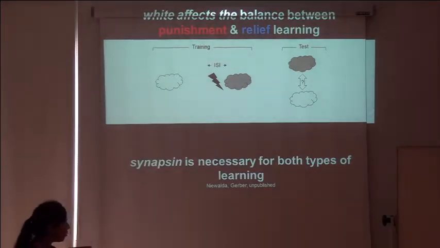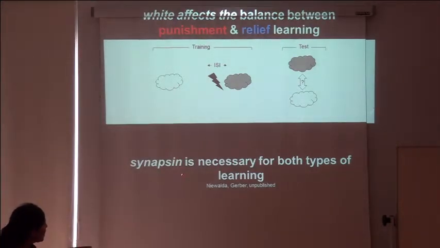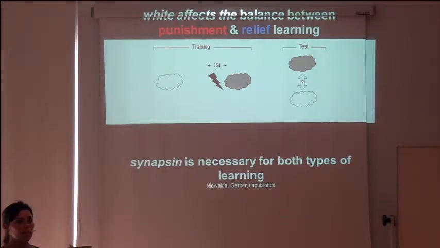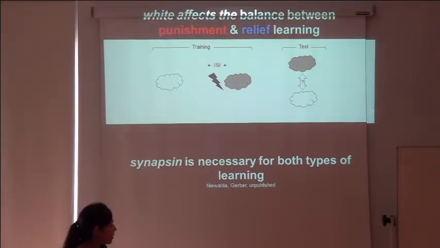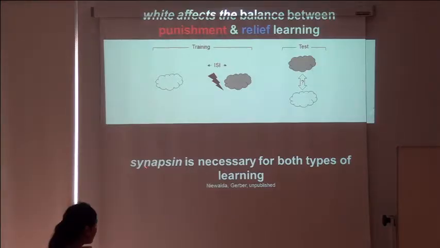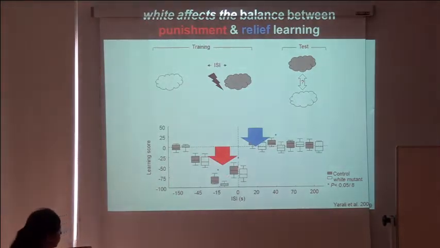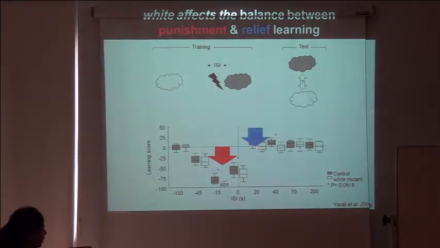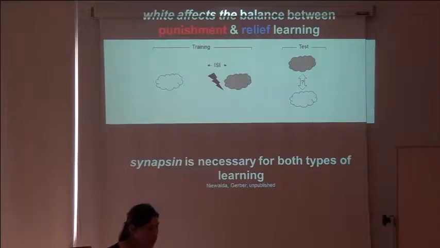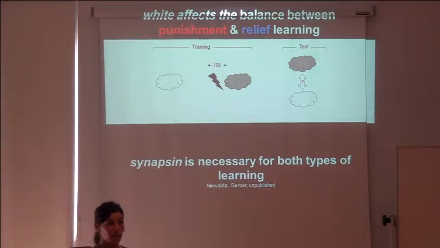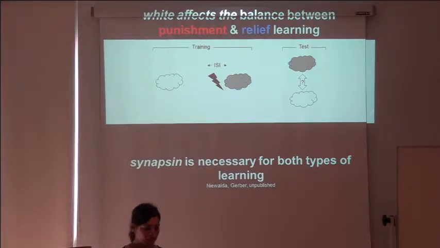Another case, which I will not show the data of because it's unpublished data, is the case of synapsin. This is a gene which is important for the presynapse, and it basically regulates the vesicle pools, so it enables synaptic plasticity. In this case, when we mutate synapsin, both relief learning and punishment learning are impaired. So if you would look at this picture, you would think that it's going more towards zero in both cases. So far, these two are the only genes we know that affect relief learning. And in my opinion, it's a bit of a problem that both of them are also affecting punishment learning. So we haven't so far really found a signature for relief learning in terms of genetics.